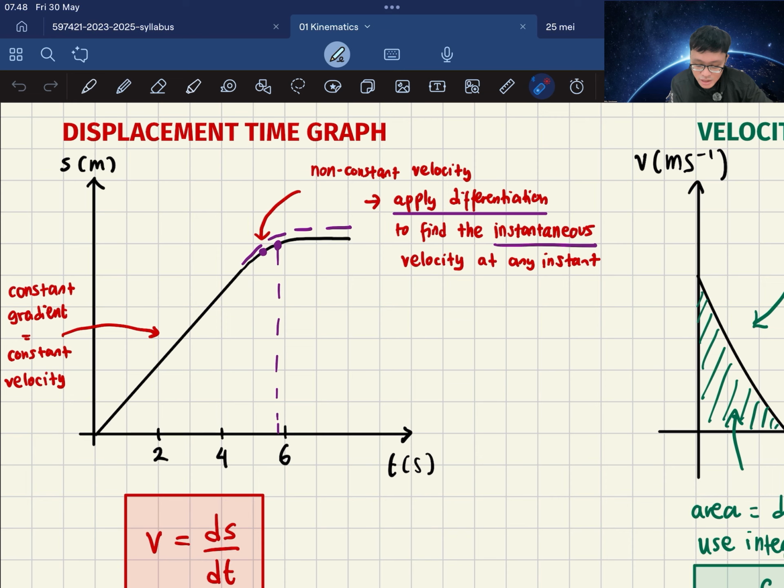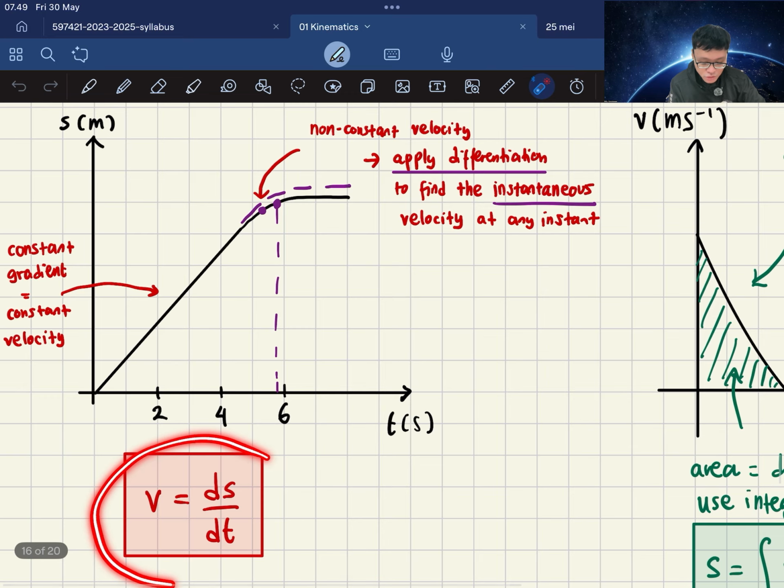So to find the velocity, you can apply differentiation because we know that to find the gradient at a certain point, you can use differentiation. That is called instantaneous velocity at any instant. So if you want to find velocity at this point, you can differentiate and you can find the function, and you just need to plug in the time and you can get the velocity. So we can write v equals to ds over dt.